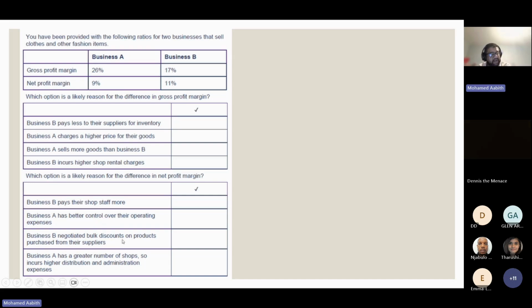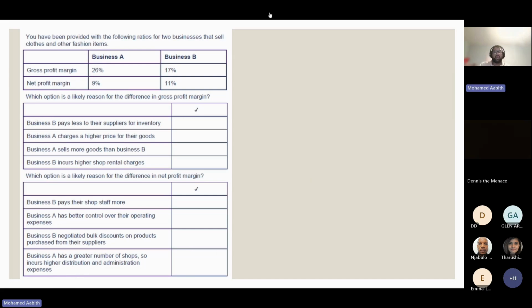Business B negotiated bulk discounts on products purchased from their suppliers. That will not affect your net profit margin. It only affects the gross profit margin, because it's your cost of sales they're talking about here. So we eliminated all three options. Let's look at the fourth one. Business A has a greater number of shops, so it incurs higher distribution and administration expenses, which makes perfect sense. Why? Your other expenses are higher, therefore it eats into your net profit margin. Therefore, you have less profit there compared to business B. So the answer is going to be the fourth one.